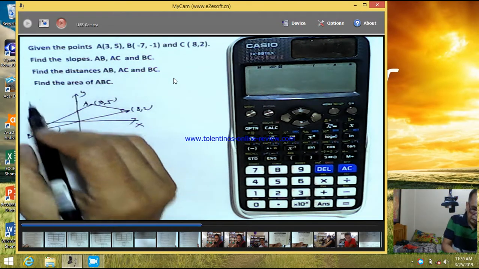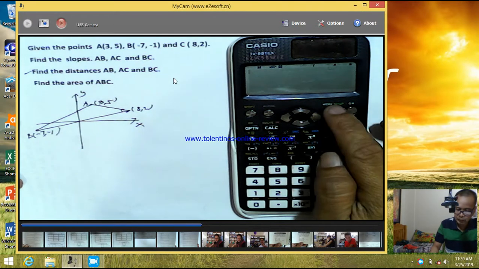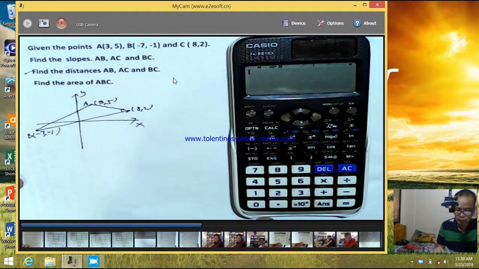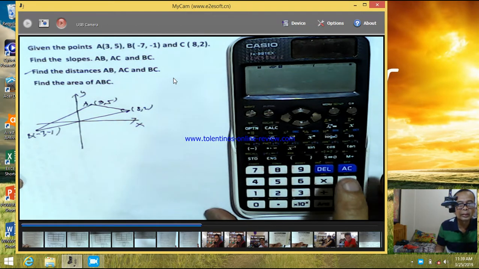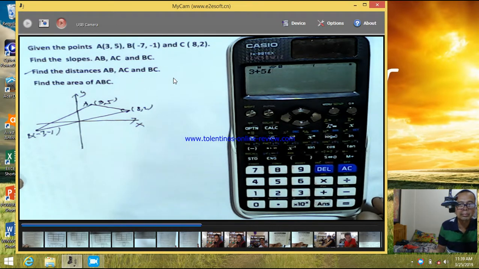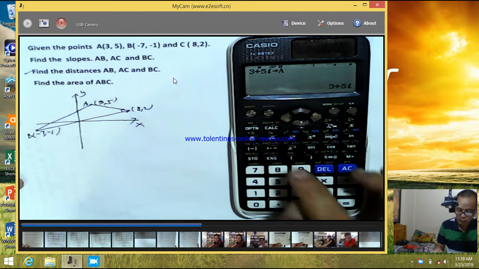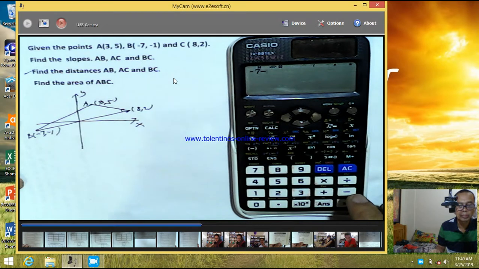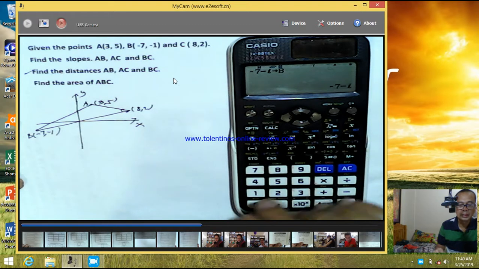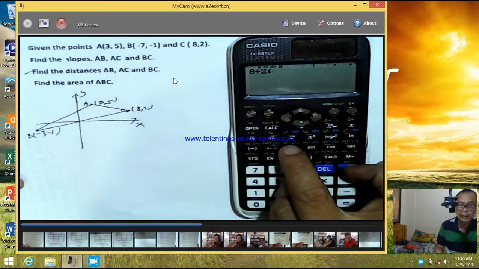Now let us solve for the distances AB and AC. I'm going to show you a shortcut. Go to menu 2, that's the complex mode. Let's model the points: 3 plus 5i will represent point A. Store it in A. Then -7 minus i, store it in B. And then 8 plus 2i, store it in C.